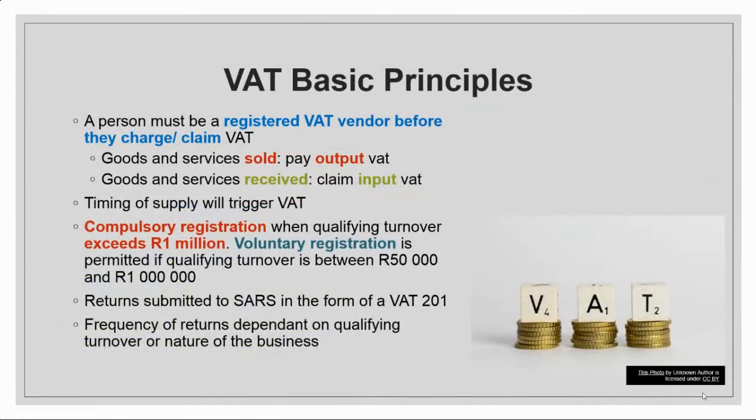Now let's quickly look at what else do you need to know for VAT. A person must be registered VAT vendor before they can charge or claim VAT. So if I'm not registered for VAT, I will not be able to claim the input VAT. I will not be required to raise output VAT on the supply of goods and services. Okay, now how do we know if it's input or output? So generally output goes with something that is sold. It can also go with any form of income. Okay, so any revenue that you generate. Whereas goods received, that is payments or expenses that are made, purchases, that is generally linked to your input VAT.